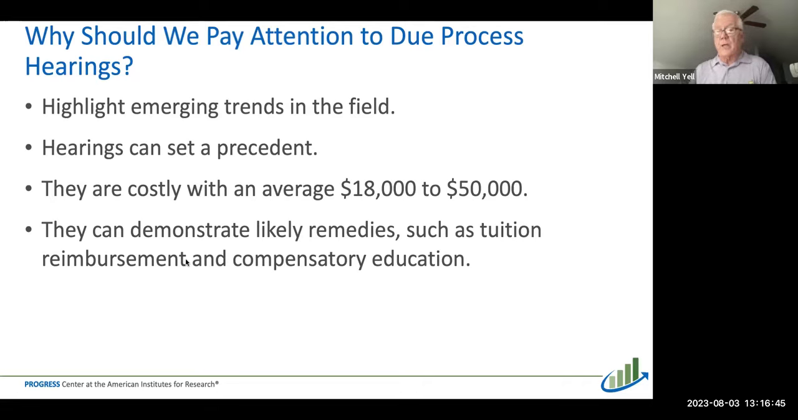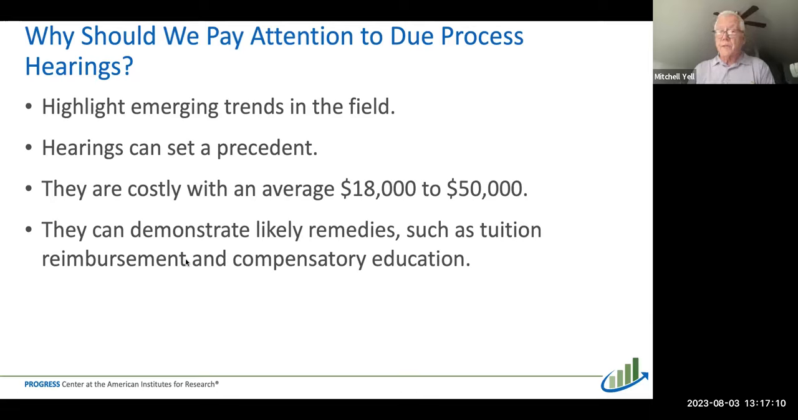A hearing decision can set precedent, which means if courts agree with a hearing officer and render the same decision, that sets a precedent, which means lower courts or hearing officers have to follow that decision. Now, David said he had always hoped he would be heard in the Supreme Court, and it usually doesn't happen. But nonetheless, hearings are important.